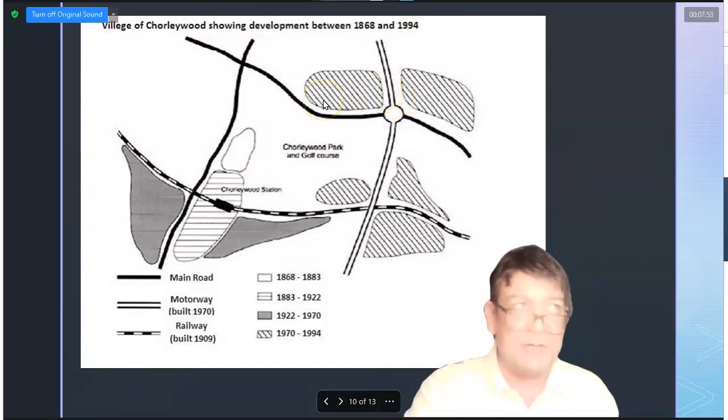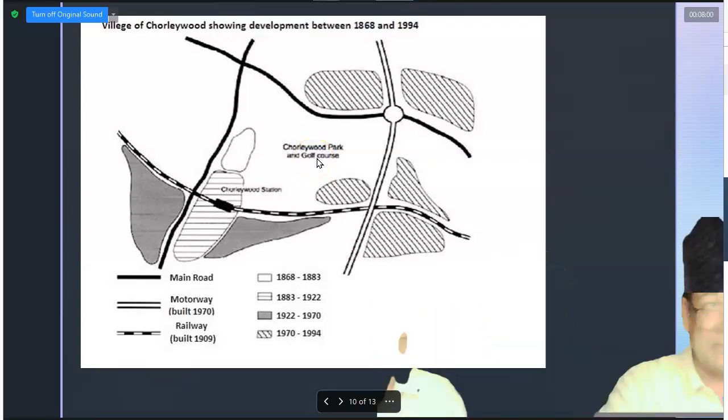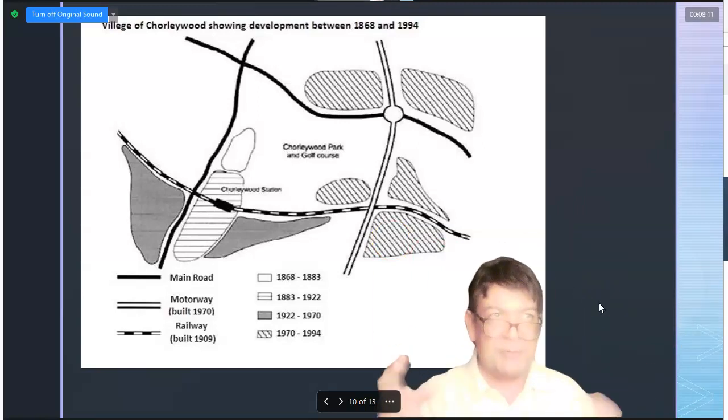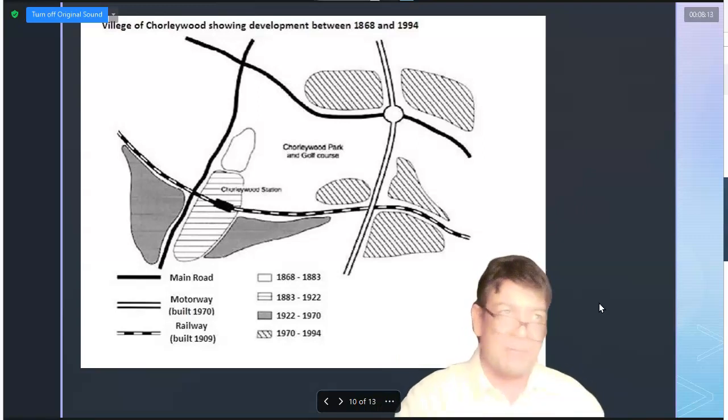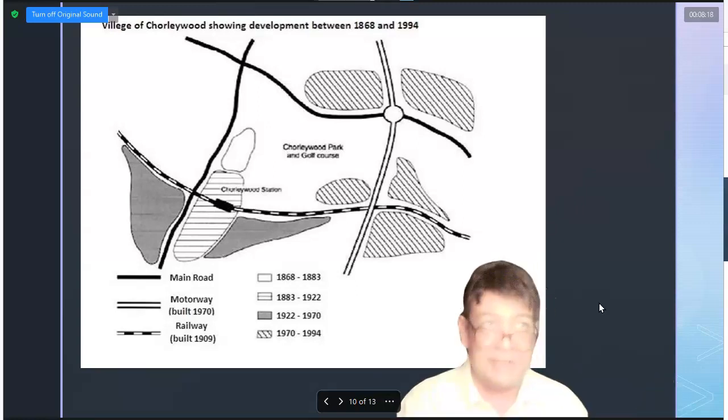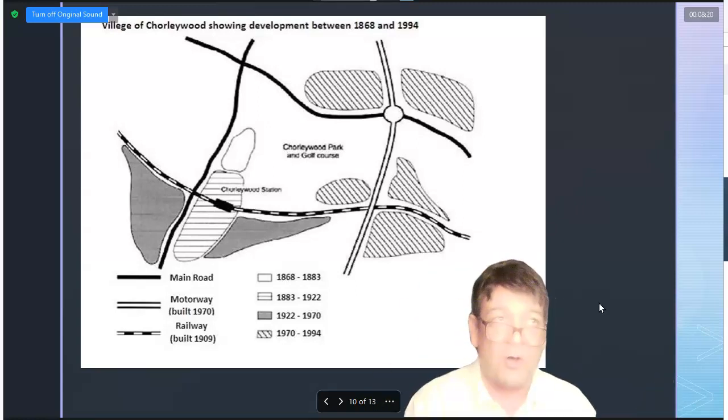What did I not mention? The Chorleywood Park and Golf Course. We don't know when it was built, so we have no knowledge of how it affected the growth. So I hope you learned something from that. Look for connections between the elements of a map. How does something influence something else? Is there a correlation? And here the correlation is the development took place along the lines of transportation infrastructure. Good night.